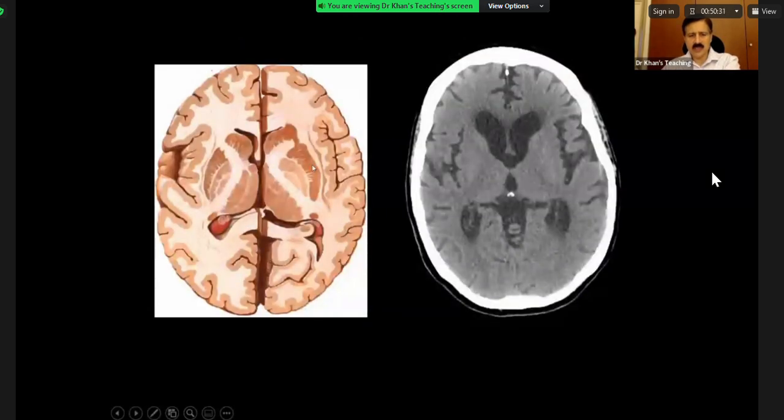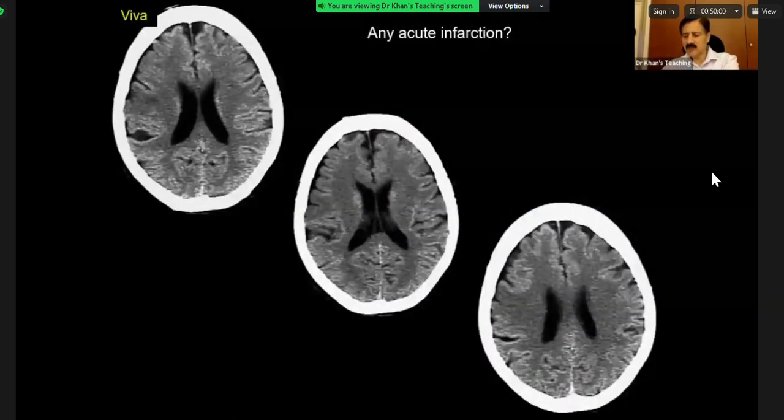Now, basically, this is the anatomy which is important. This is the lentiform nucleus, putamen and globus pallidus. This is the head of caudate nucleus. And this is the internal capsule. This is the insula. Please remember that gray matter is higher density on the CT than the white matter. And when there is loss of gray-white matter differentiation, that is taken as a sign of early infarction. Candidate 7. In this case, on the right side, do you see any acute infarction? Yes.